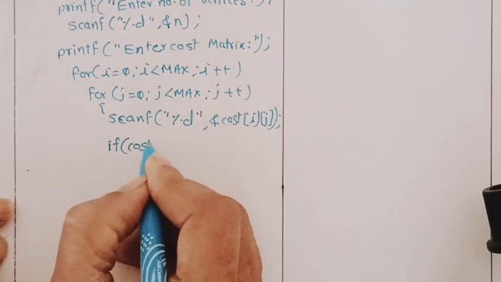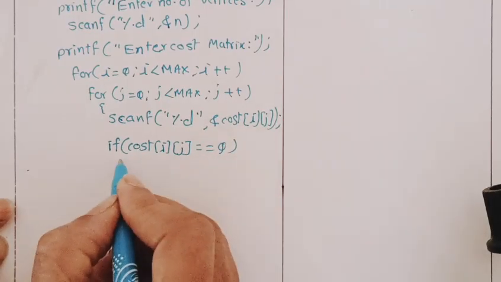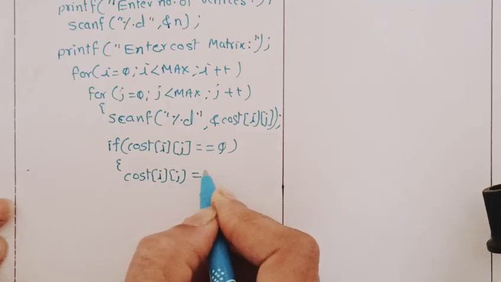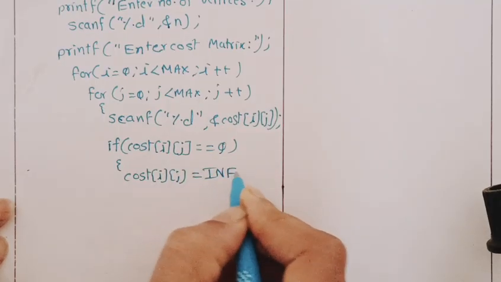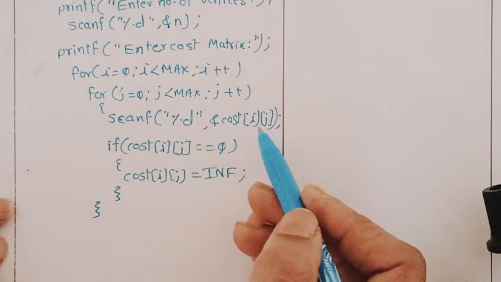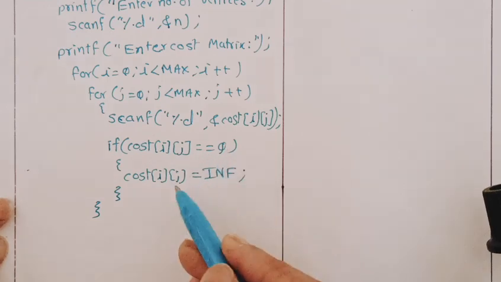So we have to check if cost of i and j equal to 0. If it is 0, then cost of ij equals INF. What is the INF value here? 999. So you complete your for loop. Whenever you are reading a value of the cost matrix, we are checking whether it is 0 or not. If it is 0, we are putting INF here.